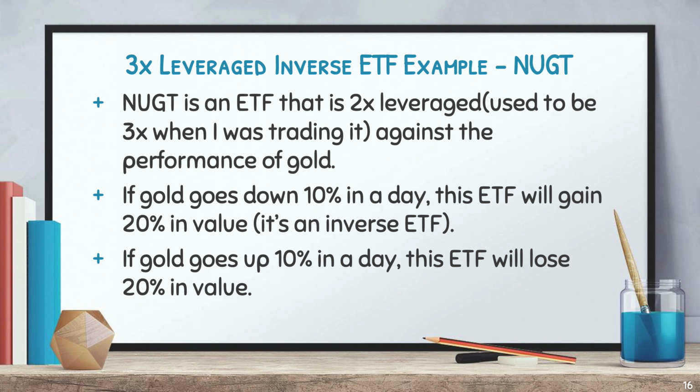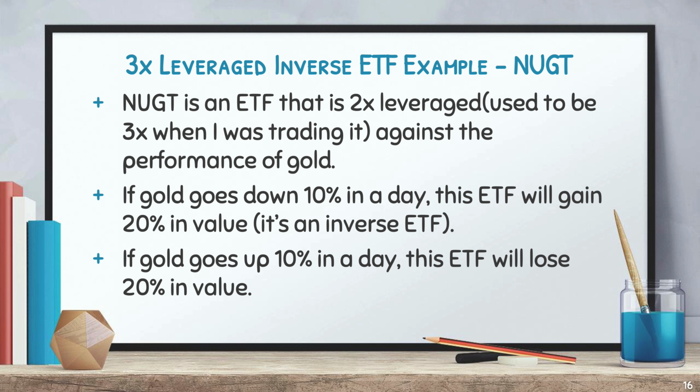I think I made a mistake here. Dust is actually the inverse one. So Nugget is the one that is positive for gold. It's basically tracking the performance of gold as a 2x leveraged ETF. And Dust would be the opposite, which is tracking the 2x leveraged loss. So if gold loses money, then Dust would gain.